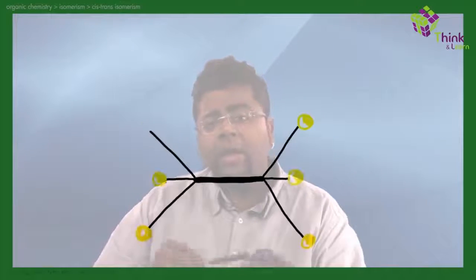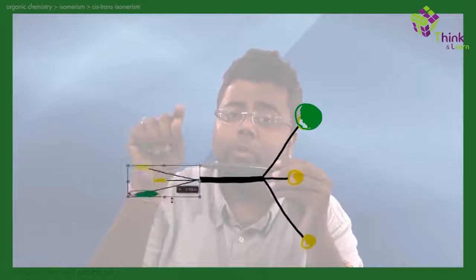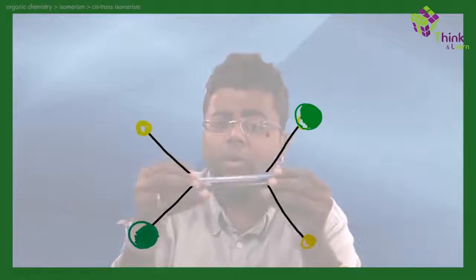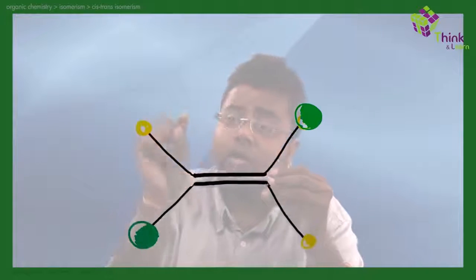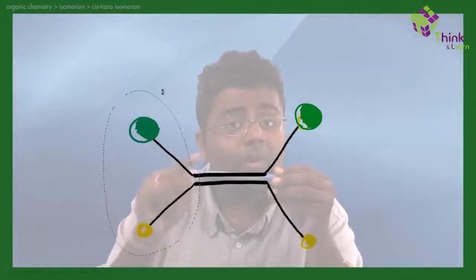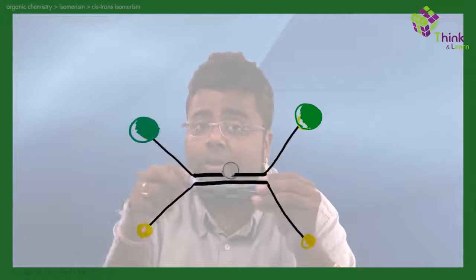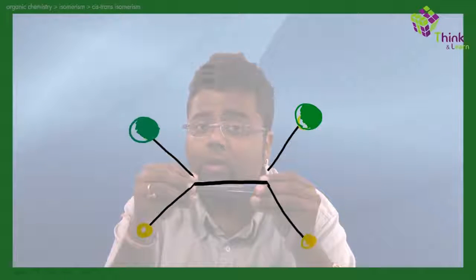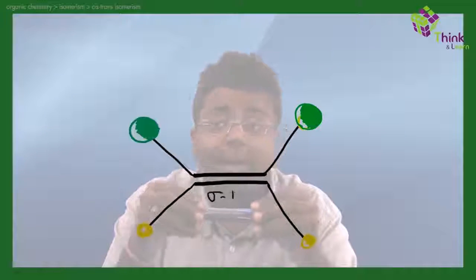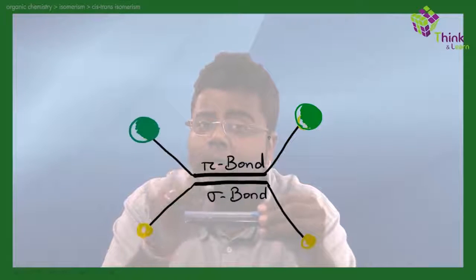Now, when I have a single bond, I was able to rotate. So if there was a group on the top, it could easily come to the bottom. But if I put a double bond, now if there is a group at the top, will it be easily able to come down? No. If this wants to come down, then it would have to break this bond, because a double bond contains one sigma bond and one pi bond. And in order for the rotation to happen, the pi bond has to be broken.